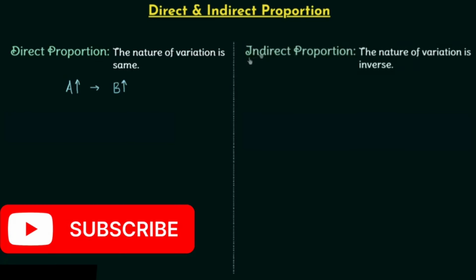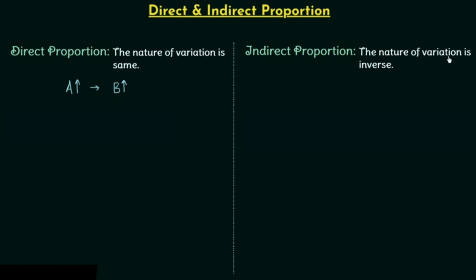Now we will move on to indirect proportion. When we have two quantities and the nature of variation of the two quantities is inverse, we say the two quantities are indirectly proportional. For example, if we have quantity A and quantity B, and you increase quantity A and this results in a decrement in quantity B, we will say the two quantities are inversely proportional or indirectly proportional. So this is all about understanding direct proportion and indirect proportion.